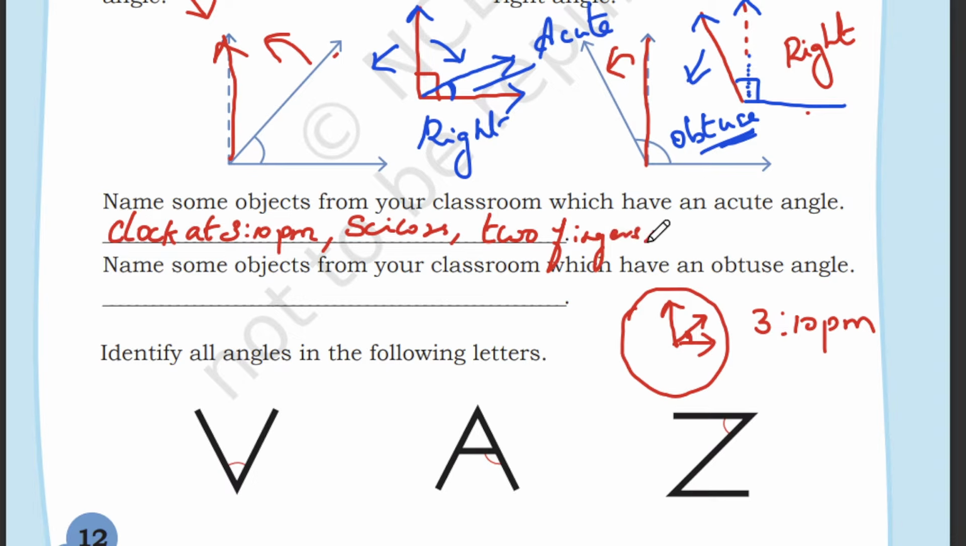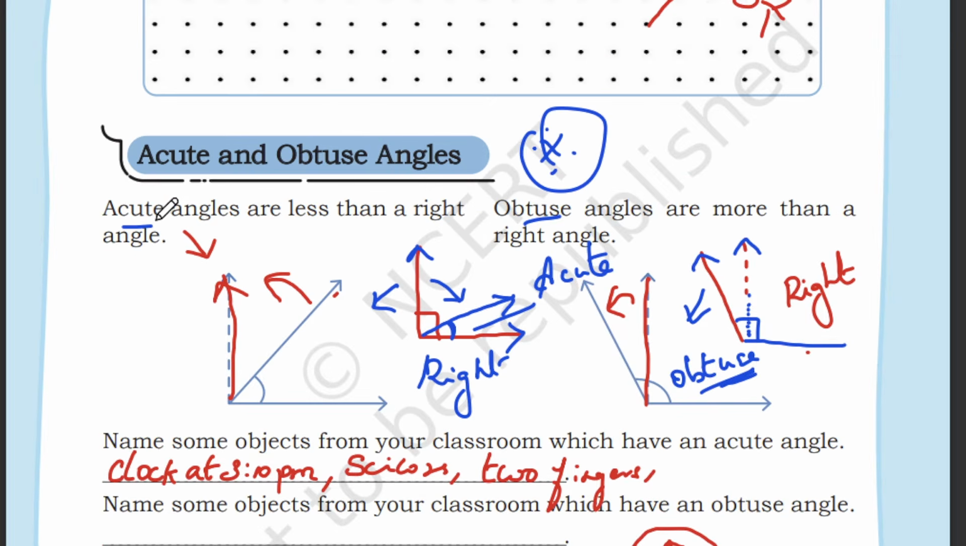You can also write opened door. If your classroom door is opened slightly, there you can see an acute angle. When the door is closed, then it will be a straight angle. But if a door is slightly open, we can see a small angle over there, which is obviously less than a right angle. That becomes an acute angle.